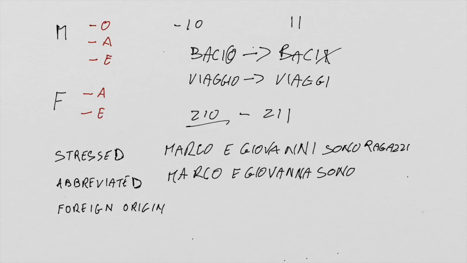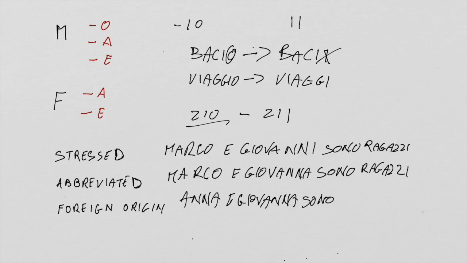So you want to say ragazzi or ragazze. So you want to use the plural word for masculine or the plural word for feminine. There's not another option in Italian. Everything is masculine or feminine. You must choose the masculine. So, sono ragazzi. Again. And definitely, if you have Anna e Giovanna, so two feminine nouns, the result will be a feminine plural. Ragazze.